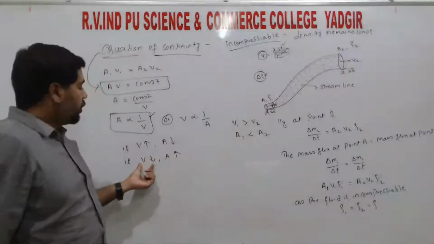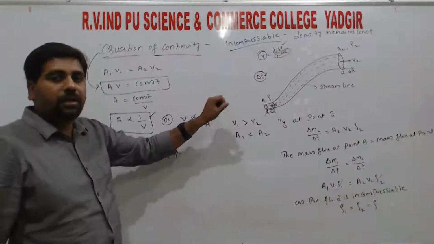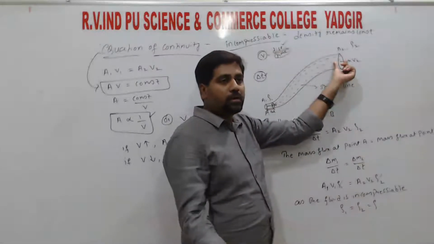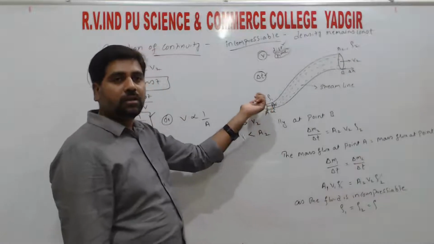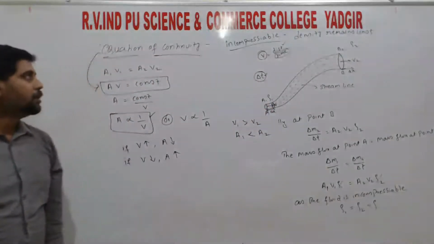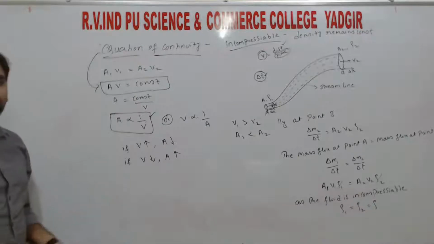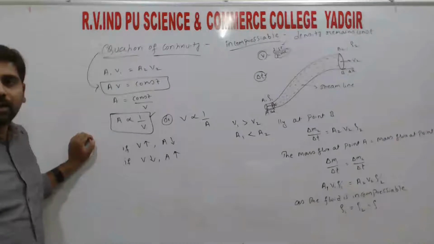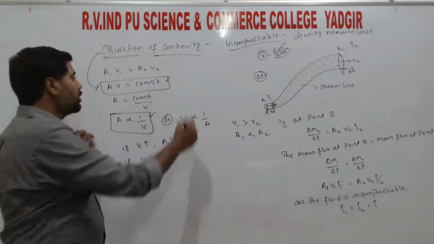So if velocity is decreased, that means where velocity is less, the area of cross section is very large. And where velocity is high, the area of cross section is small, right? So this is the equation of continuity, right? Very important. The next part of this will help us understand Bernoulli's theorem. So this is a very important relation.